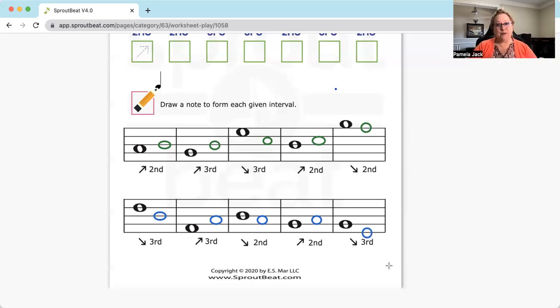That should help you review your steps, skips, and your seconds and thirds. You can watch this video again, you can pause it, and you can chat me if you have any questions about that. But that should help you solidify the information in your brain. When you're practicing your music, always look for those steps and skips and repeated notes. It's going to help you memorize your music, and listen to them too. Listen to see what they sound like.